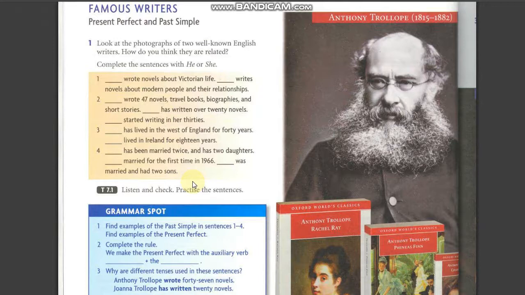Present perfect, as I mentioned, the rule of present perfect is has or have plus the past participle. The past participle of regular verbs ends in ed. There are many common irregular verbs too. For example, he has worked in a factory.